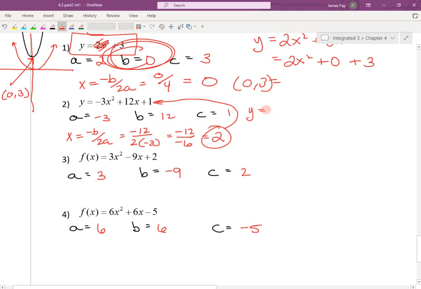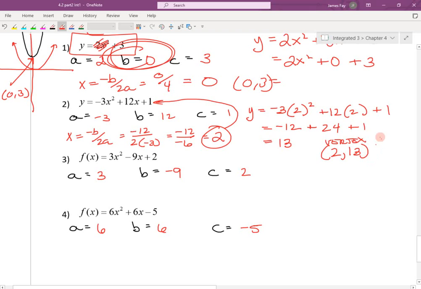So it'd say y equals negative 3 times 2 squared plus 12 times 2 plus 1. What is 2 squared? 4. And then you multiply that by negative 3, so it gives me negative 12. This is going to give me positive 24. And then add 1. What will that give me as a total? 13. Good. So the x value is 2, the y value is 13. There's your vertex.